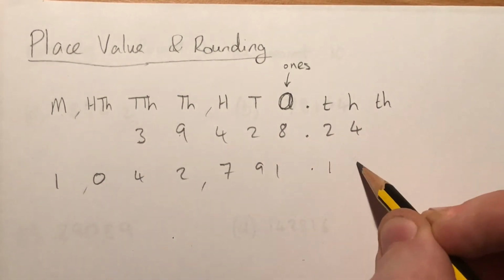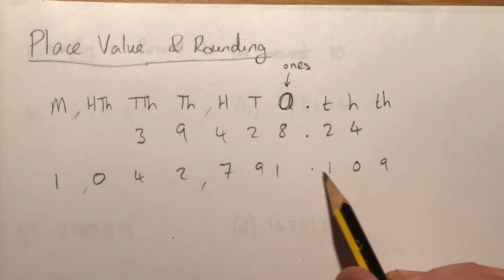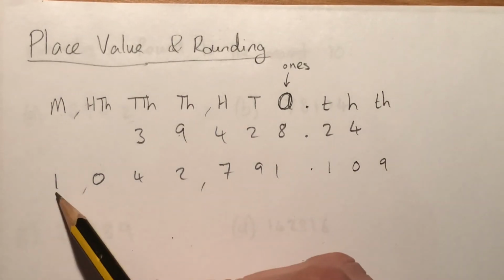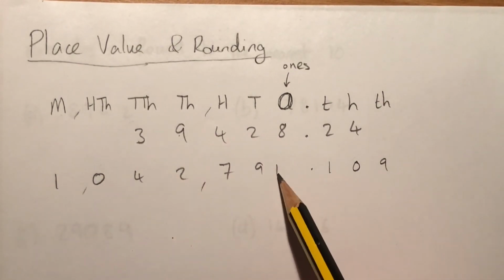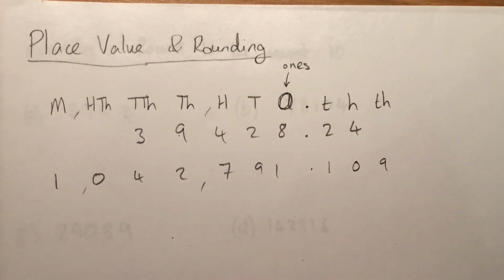And similarly, if we've got 109 here, this is not 0.109. It's 1,042,791.109. That's as far as we need to go with that, okay?